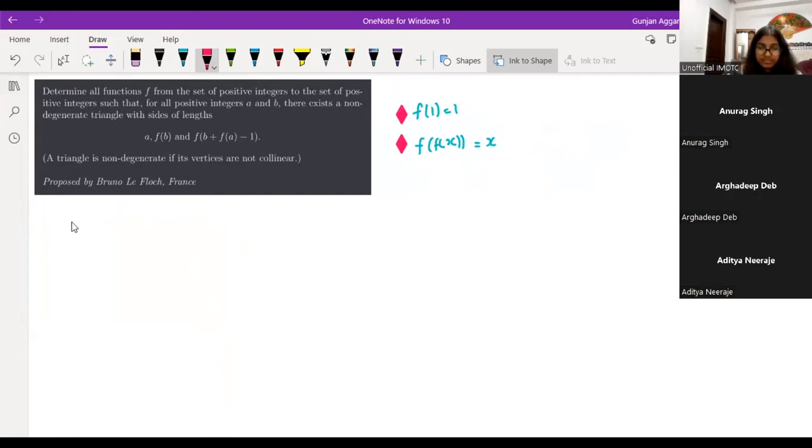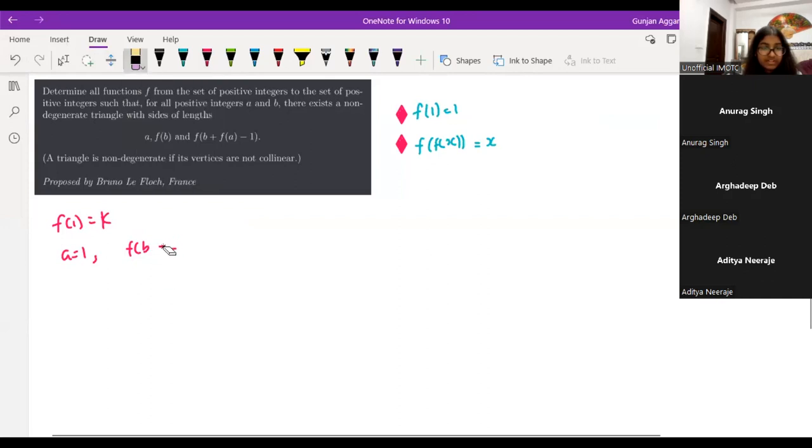So what I did was, essentially, f of 1 is k. Let a be 1. Substitute a as 1 in the initial one. So f of b plus f of a minus 1, basically the third term has to be between f of b minus 1 and f of b plus 1, so it has to be equal to f of 1.